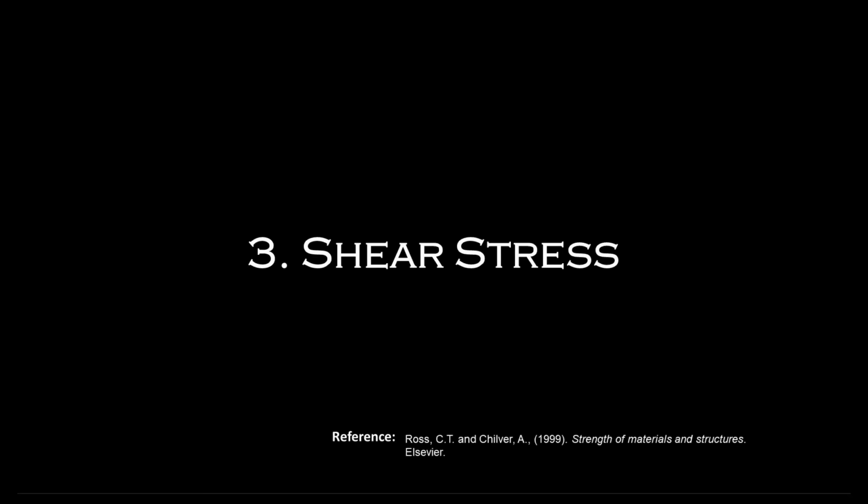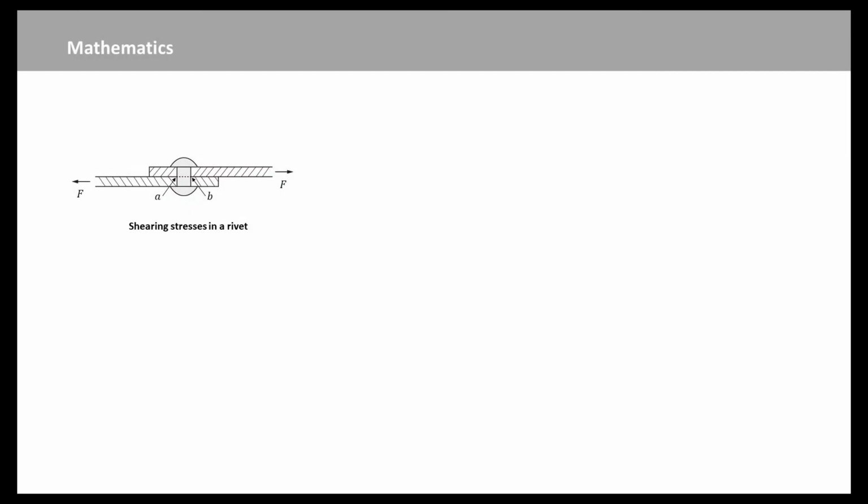Now we have made a study of normal stresses. Next, we will learn another type of stress which plays a vital role in the behavior of materials. Consider two flat plates held together by a single rivet and carrying a tensile force F. We imagine the rivet divided into two portions by the plane AB. Then the upper half of the rivet is tending to slide over the lower half, and the shear stress is set up in the plane AB.